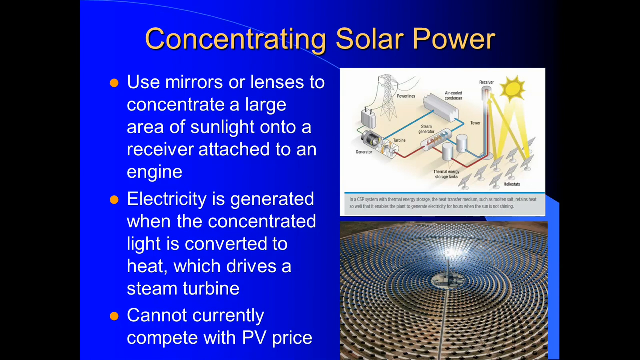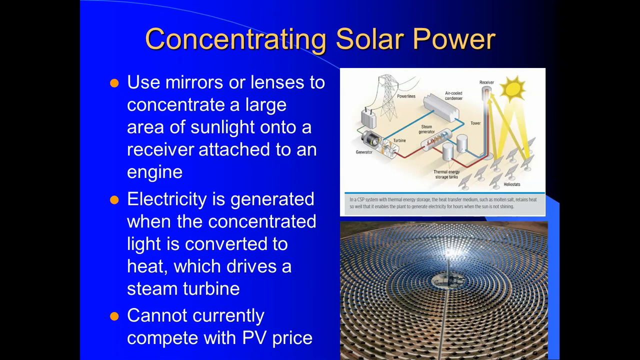Now, the reason why we're starting to hear more of this is because we don't have to mine materials to build photovoltaic panels. All we need is essentially silicon dioxide, guys, glass. That's what mirrors or glass are made of. And so this is receiving a lot of attention recently. The problem right now is that it's more expensive than photovoltaics. And so it's not being widely used.